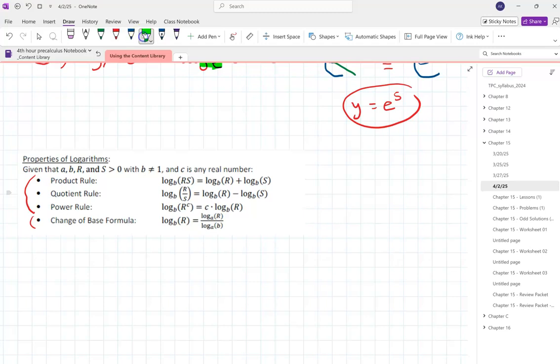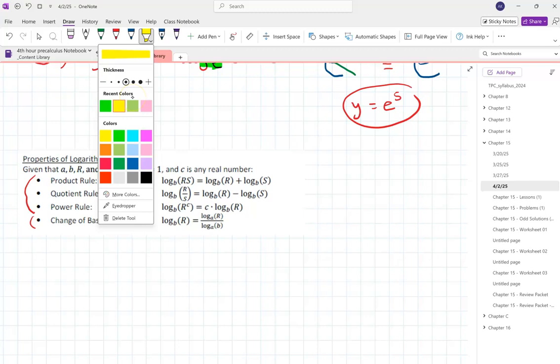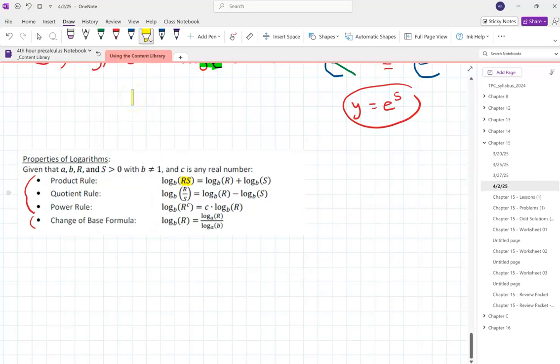So the idea here is if I look at the product rule, what it says is that multiplication inside the logarithm can be rewritten as the sum of 2 logarithms. Division, the quotient rule, says division inside the logarithm can be written as the difference of 2 logarithms. And an exponent inside of a logarithm can be written as a constant times a logarithm.